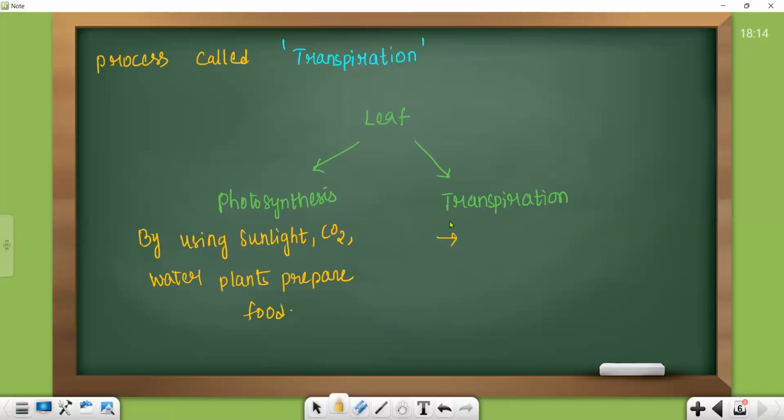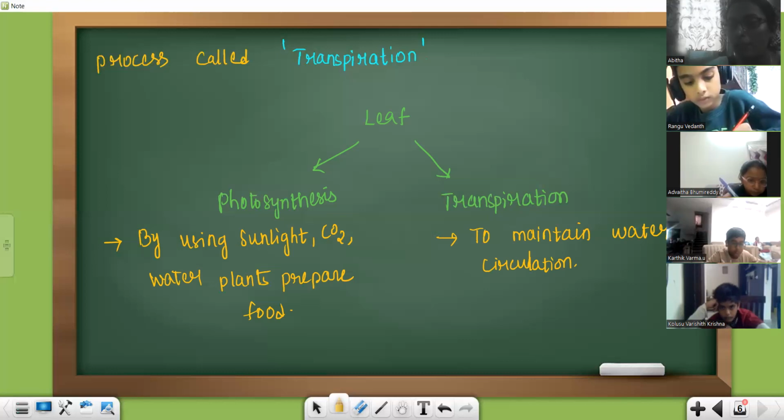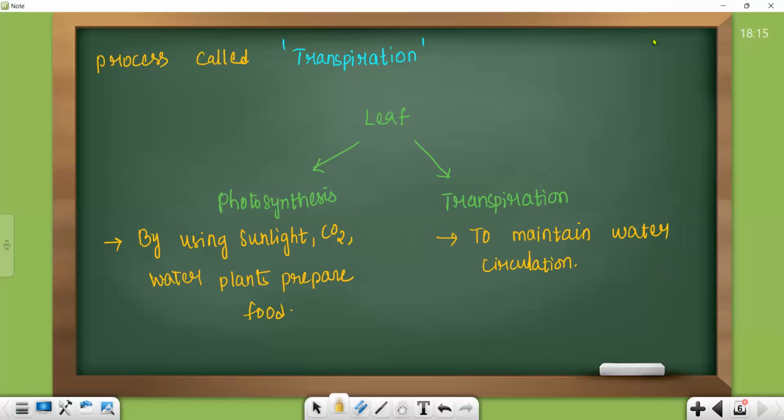Then what is transpiration? Why is transpiration useful? Plants are preparing food by photosynthesis, then what is the use of transpiration? To maintain water circulation. See, if water is being lost in the form of vapor, then the plant needs more water. It will absorb it from the soil again. So circulation is happening, right?